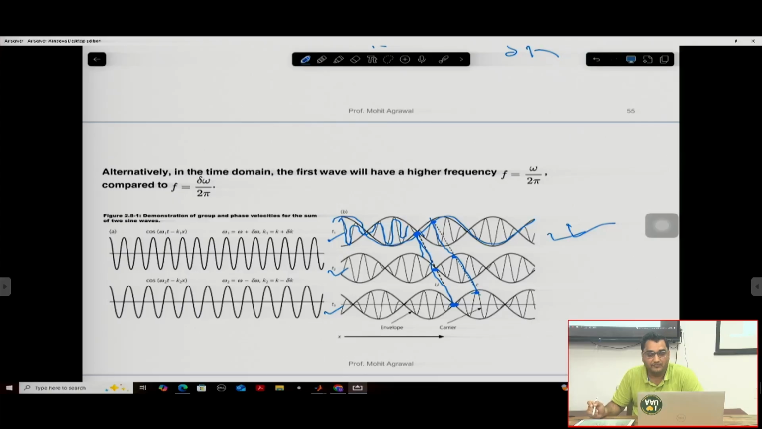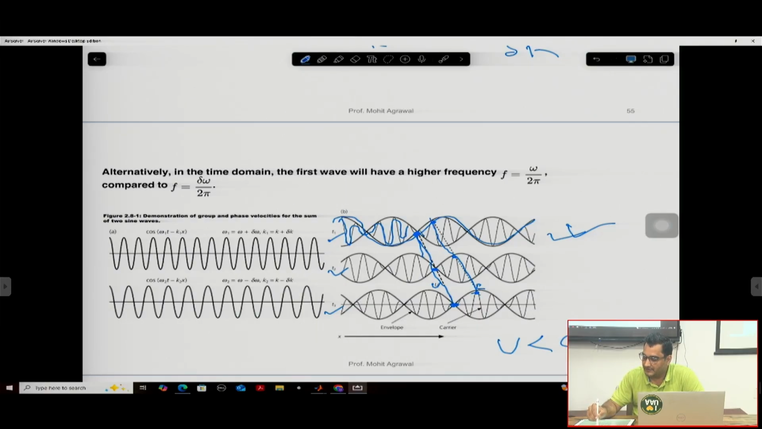So what do you observe here? That the carrier wave velocity is larger than the envelope wave velocity. If we denote the carrier wave velocity by small c, and the envelope wave velocity by capital U, then U is less than c. Do you agree? Did you get me? Okay.